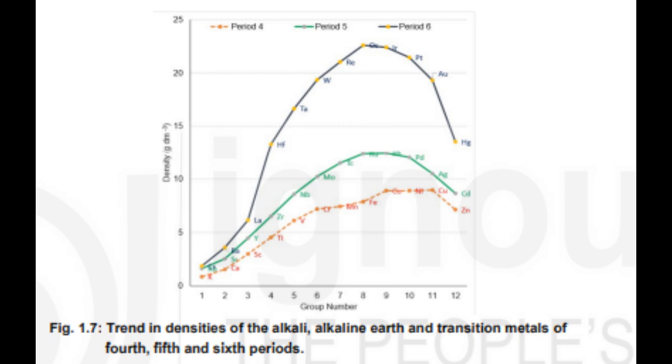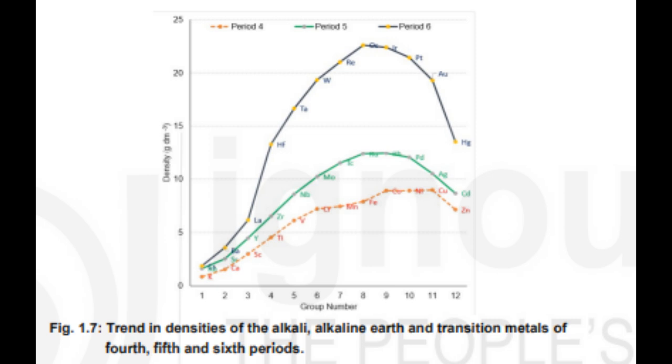The densities of the second row are high and third row values are even higher. The two elements with the highest densities are osmium, 22.57 g/cm³, and iridium, 22.61 g/cm³. Fig. 1.7: Trend in densities of the alkali, alkaline earth and transition metals of 4th, 5th and 6th periods.